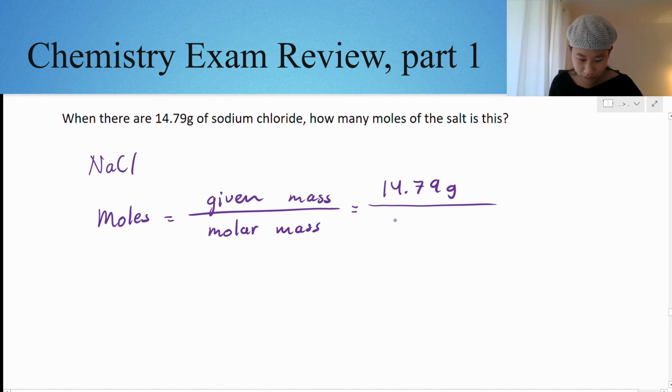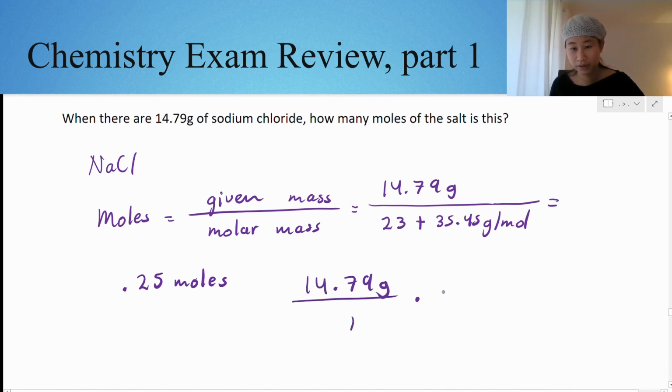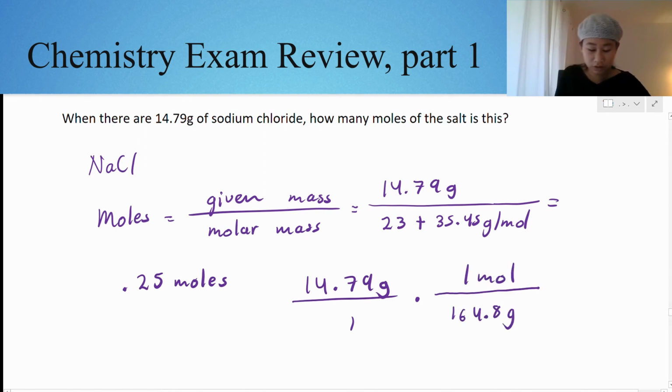So we have 23 plus 35.45, in grams per mole. And this is going to give 0.25 moles. Another way of doing this is saying 14.79 grams times the conversion factor of the molar mass, 164.8 grams per 1 mole. As you see, grams on top, grams on the bottom, we can cancel out grams, leaving us with moles. This would just be multiplied straight across, but it's the same thing as this.